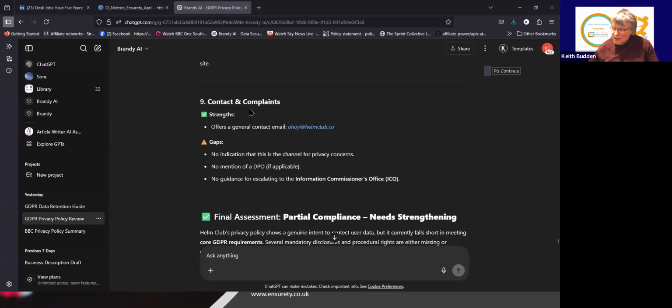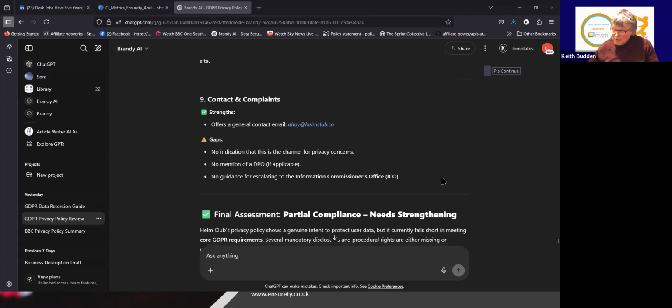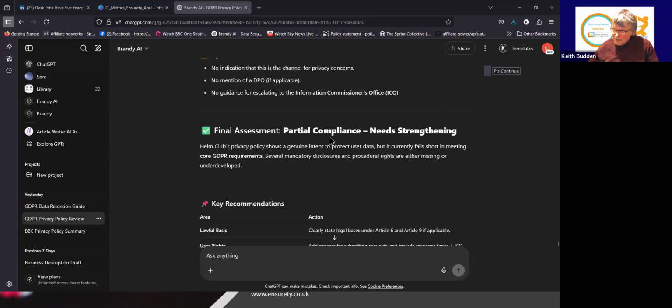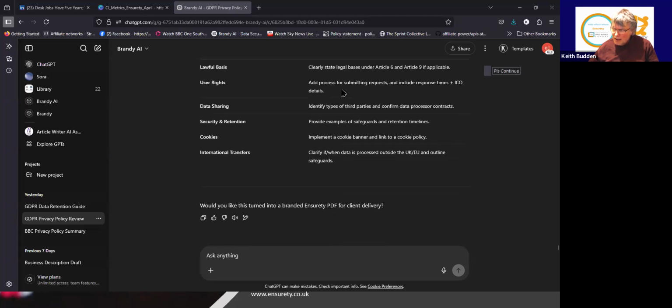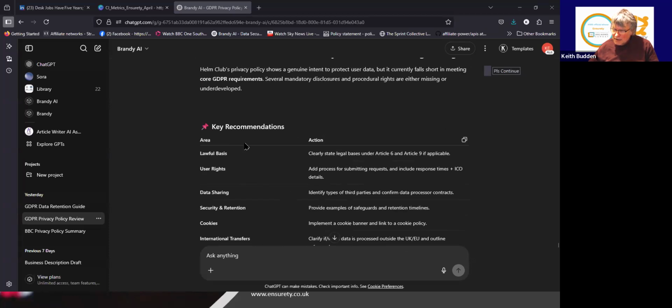And then in terms of contacts and complaints, it offers just a general contact email, doesn't mention whether they've got a DPO or not, and doesn't mention at all the Information Commissioner's Office. And so the final assessment here is that it's only got partial compliance and needs strengthening. And as you can see, quite a lengthy list of things that they need to do to make that website and that privacy policy fully GDPR compliant.